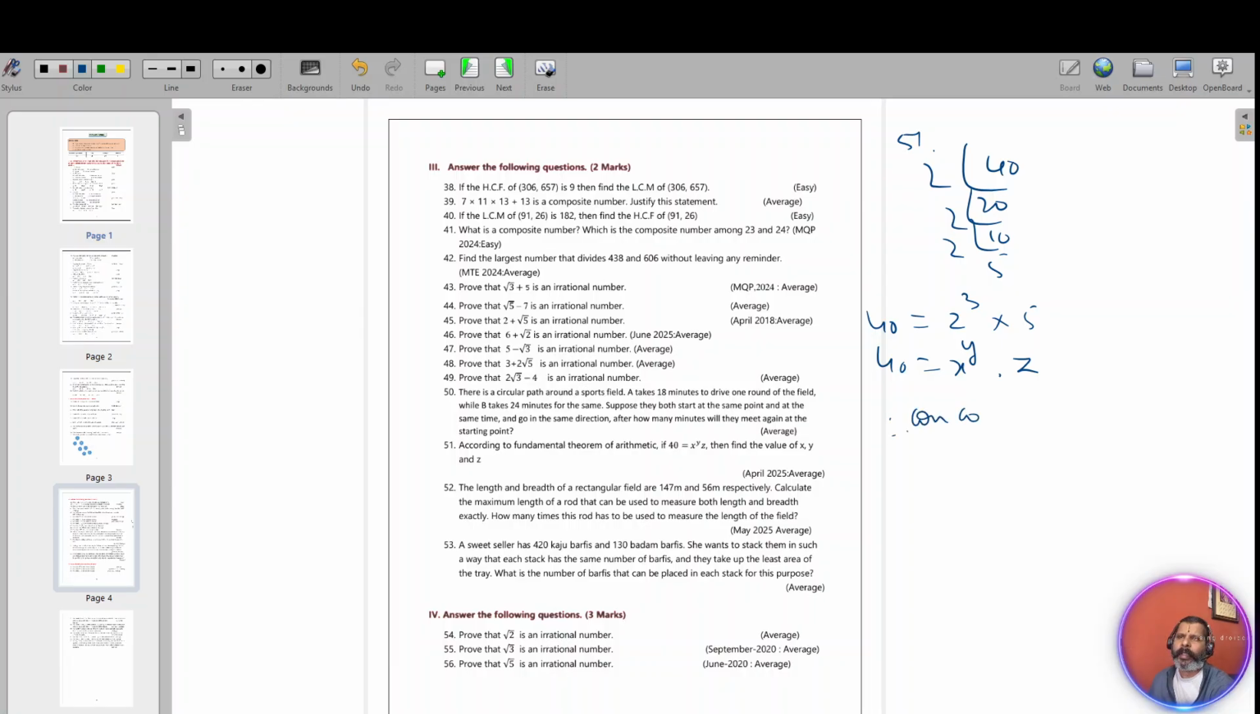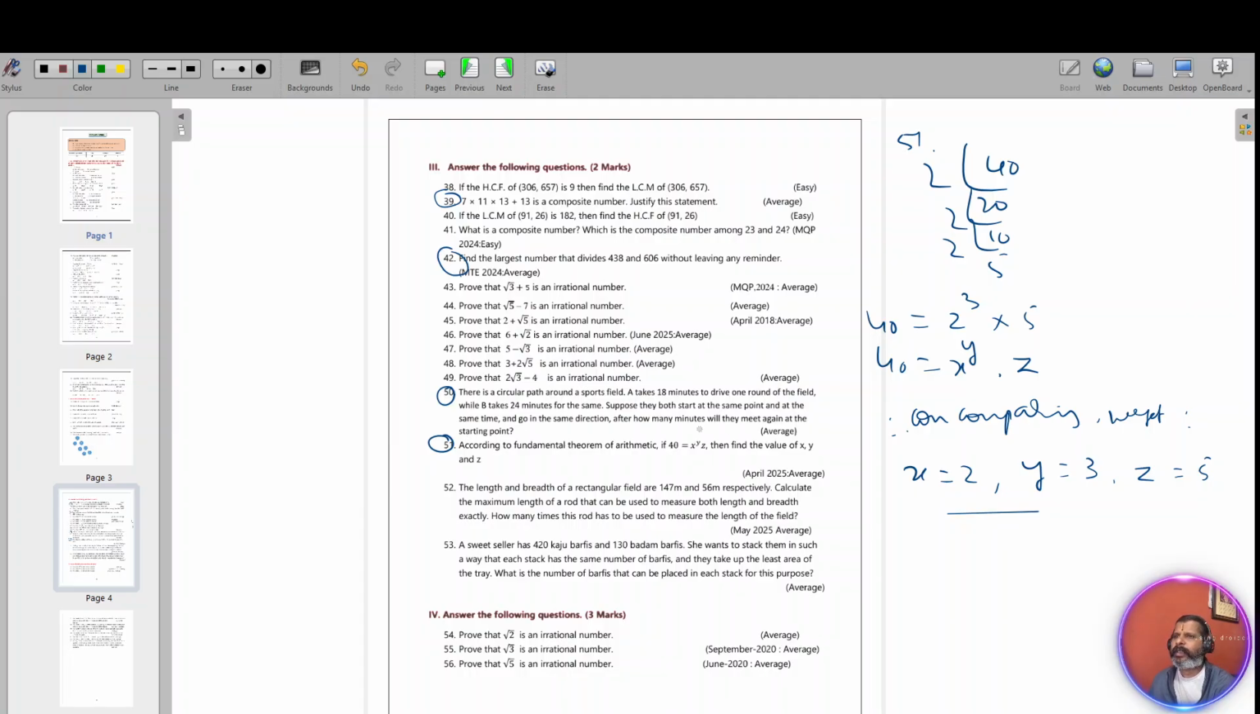Therefore, on comparing, we get x is equal to 2 because 2 is in the place of x, y equal to 3 and z equal to 5. This is important only. This is also important. I marked one more point. This is also important. And this is also important.